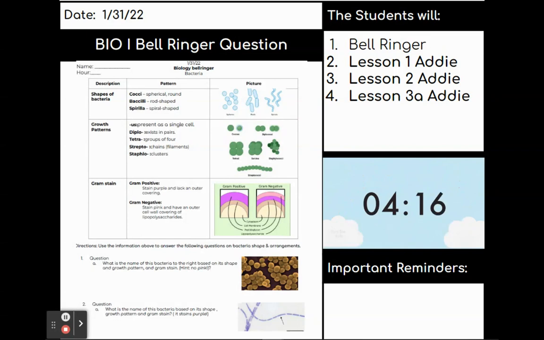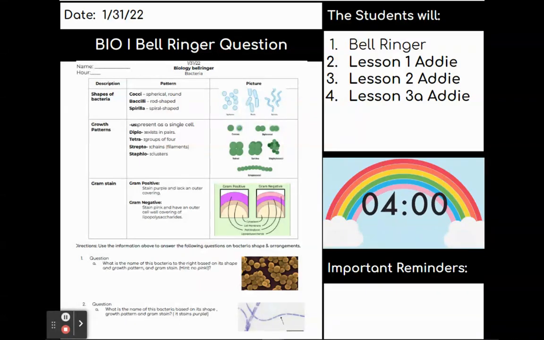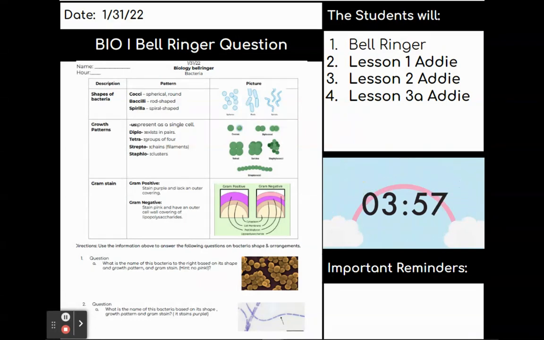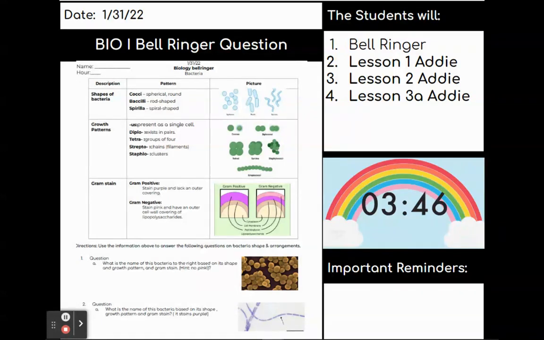Quincy. All right, Quincy, I'm taking a point off your bell ringer for not returning back to your seat. Yes, ma'am. Do we just combine all the words together? Mm-hmm. Okay.